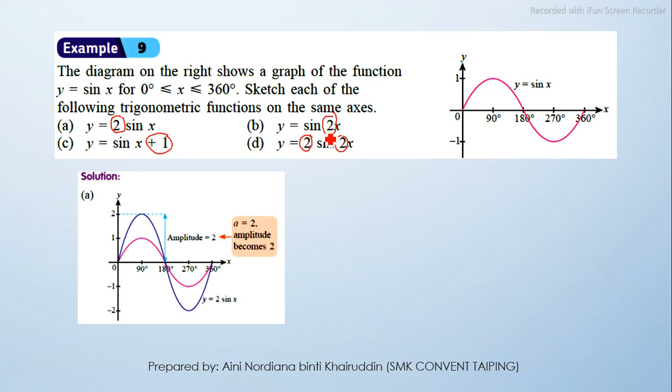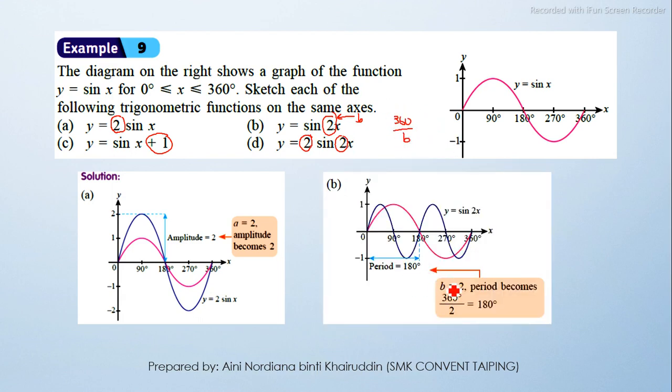For graph B, this is the value for b. So as I mentioned earlier, the period for sine and cos equals 360 divided by b. So this is for one complete circle. So 360 divided by 2, the value of b is 2, equals 180. It means at 180, there is one complete circle.